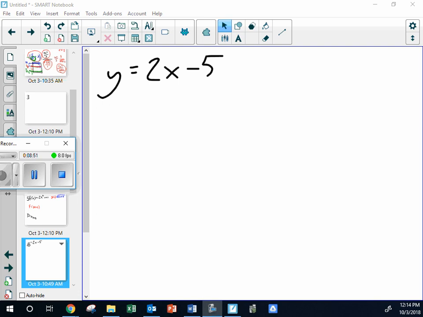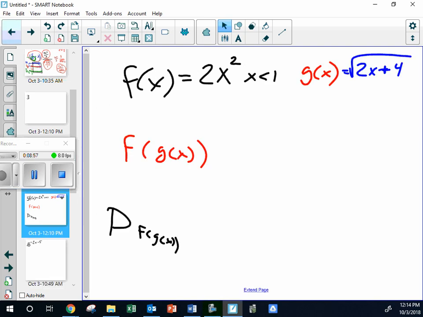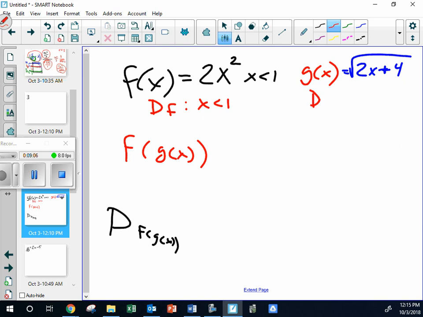All right, so let me see here. I'm going to unfreeze my board so I can actually see what's going on. Oh, sorry. That's for next slide. Here we go. This guy's domain of f is x less than 1. Domain of g is x greater than or equal to negative 2. Is that right? Excellent.